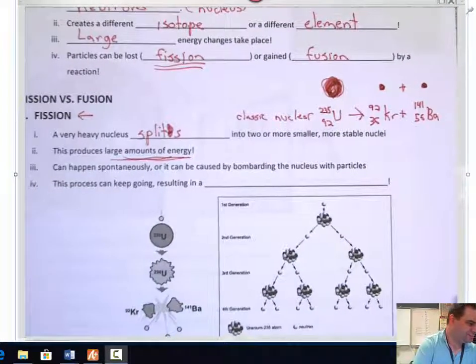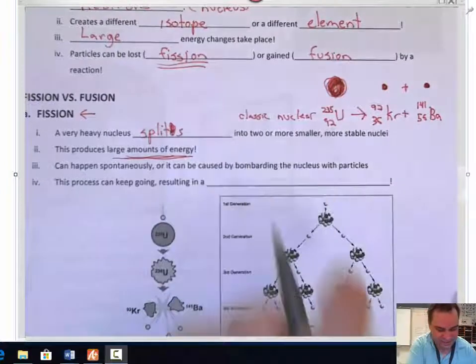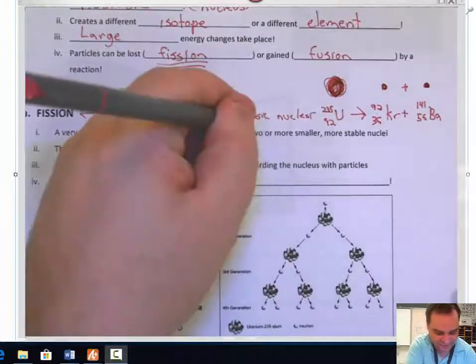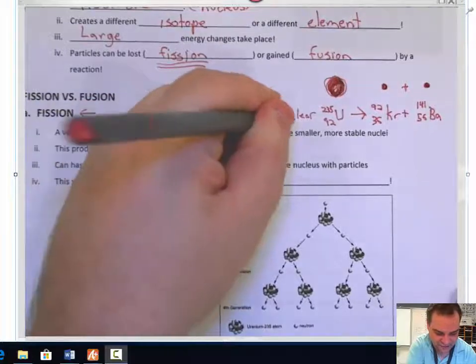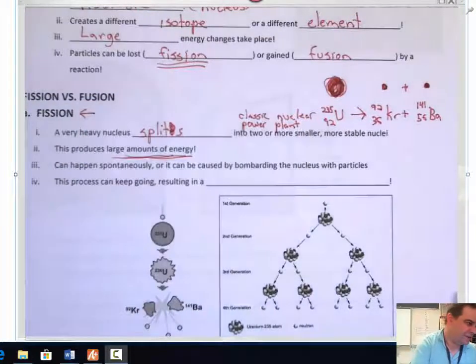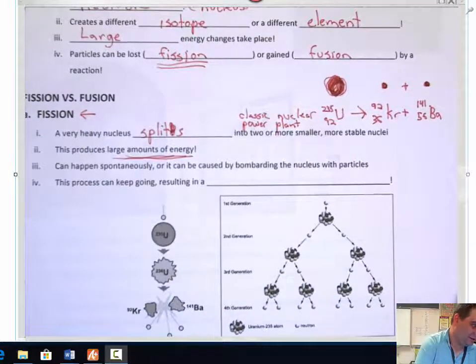This is the classic nuclear power plant reaction. That's where you do that reaction. You do it in a nuclear power plant.